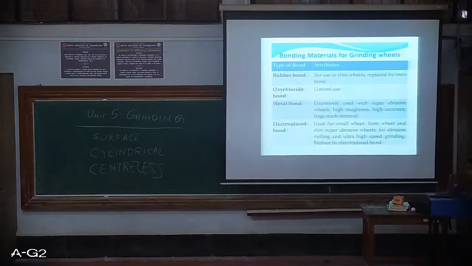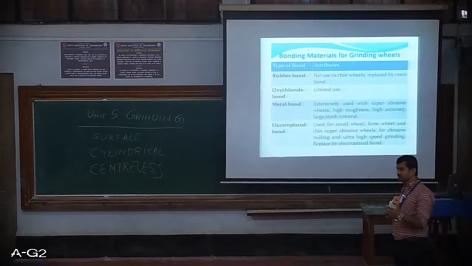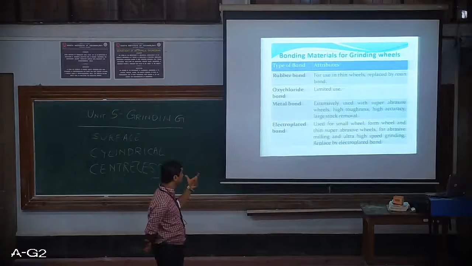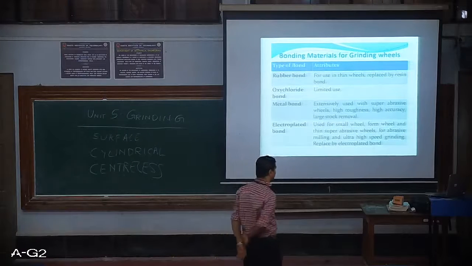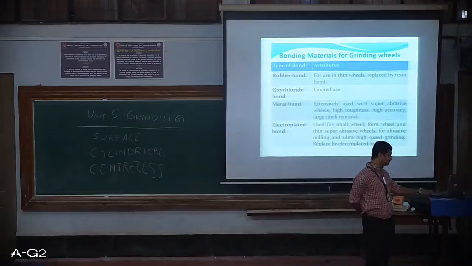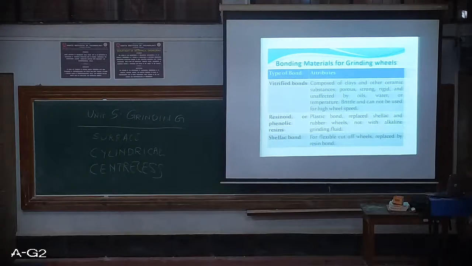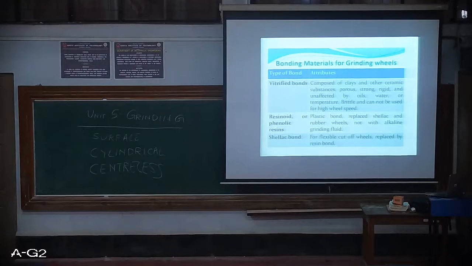So based on your application, you decide the bond. What you are supposed to understand is the types of bonds. You should be familiar with these terms, that is, the types of bonds and their attributes. Some more types: vitrified bond. It consists of clays and other ceramic substances, and it is unaffected by oils. Each bond has its own specific features and benefits. And the last one, resinoid or phenolic resin.